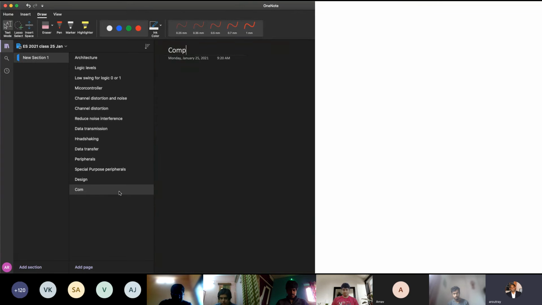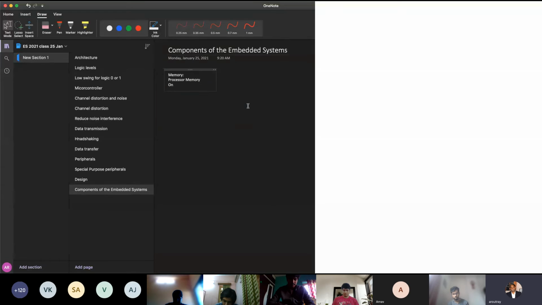So what are the different components? So first comes memory, both internal as well as external memory. You can divide memory into three steps: processor memory, then internal or on-chip memory, sometimes called on-chip memory, then external memory.